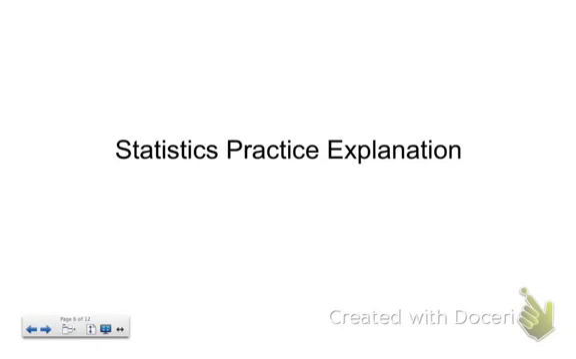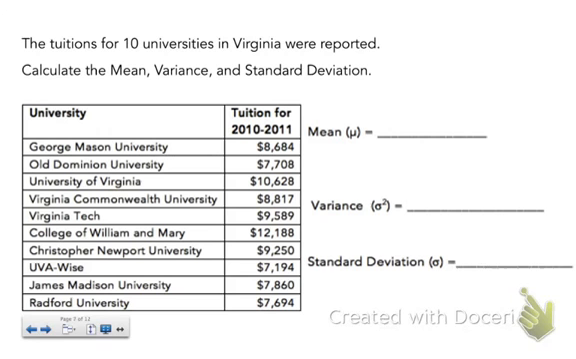Okay, this is the statistics practice that we did in class. This is just an explanation to make sure you're on the right track. This first one gave you tuitions for 10 universities in Virginia, and you're asked to find the mean, variance, and standard deviation. So this is one where I definitely suggest doing it in your calculator. These big numbers, it's going to be a lot harder by hand.